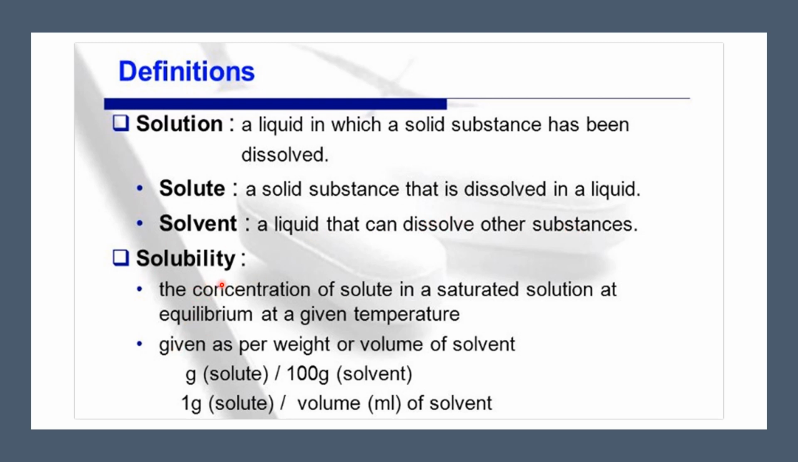In relation to this, we can define solubility as the concentration of a solute in a solution at equilibrium at a given temperature. So this can be expressed per weight or volume of a solvent. For example, we have here a gram of a solute that is dissolved in 100 grams of a solvent. So that is per weight basis. We have here a gram of a solute that is dissolved in a volume of our solvent.